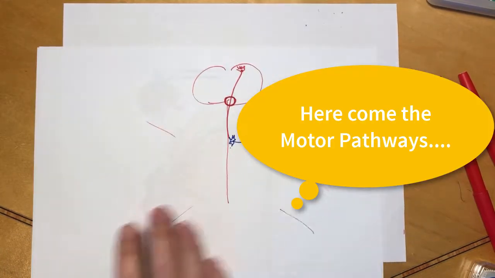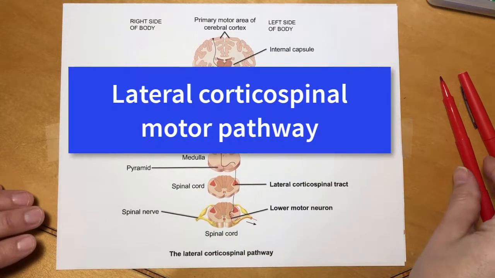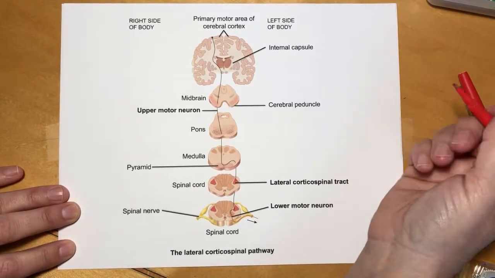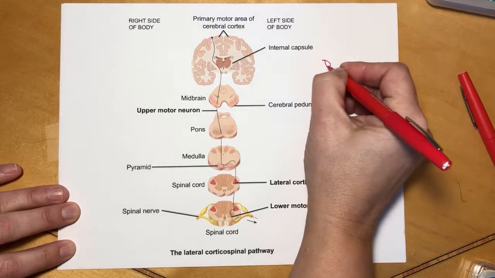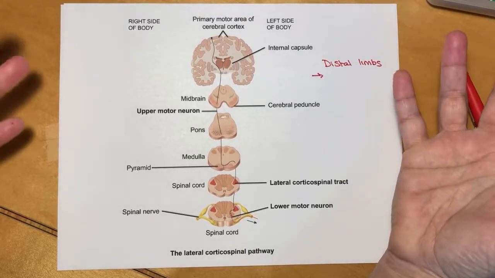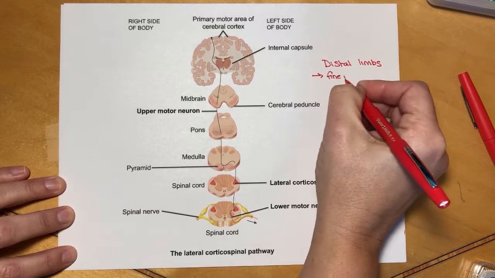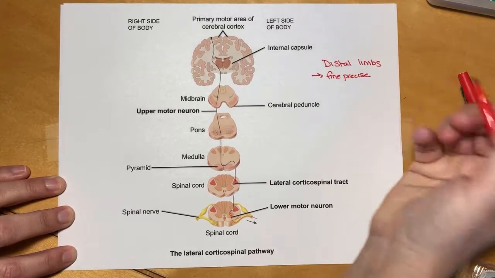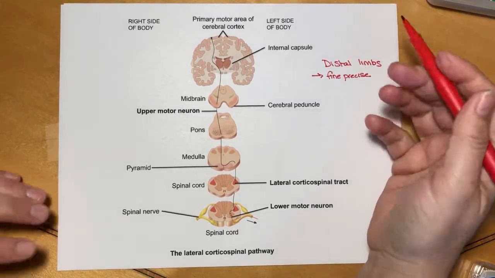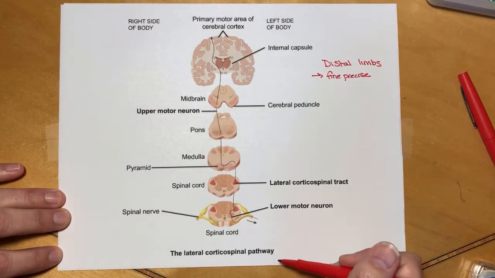Okay, let's talk about the tracts. First tract, the lateral corticospinal pathway, very important. This is going to be giving information to your skeletal muscles on the distal limbs. When you're talking about your distal limbs, we're talking about the hands and fingers and feet and toes. So this tends to be fine, precise movements. So if you're playing the piano or buttoning your shirt or tying your shoe, the motor information to do that is going to be carried on this lateral corticospinal pathway.